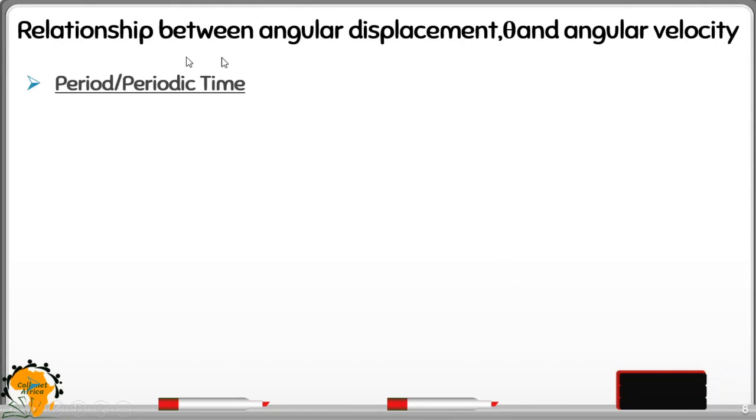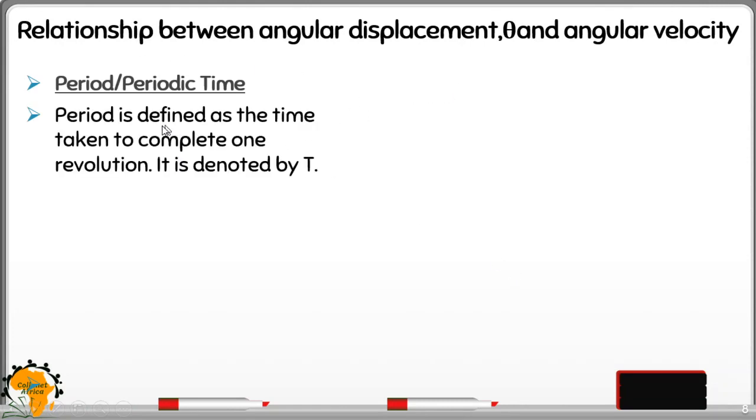Then we continue with the relationship between angular displacement and angular velocity, and at this time we look at periodic time, and this is the time taken to make one complete oscillation. This is denoted by a capital T. So if we consider one revolution, and we know that time is always given by distance over speed, one revolution will be equivalent to the circumference of the circular path.